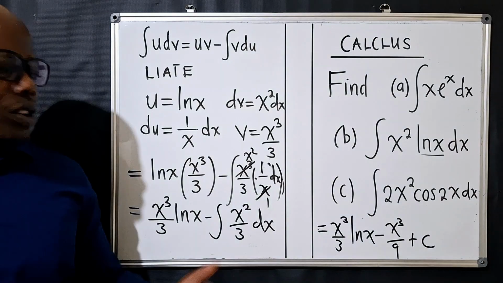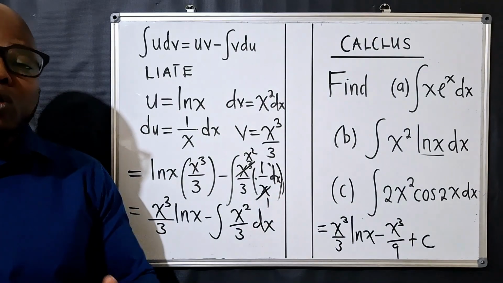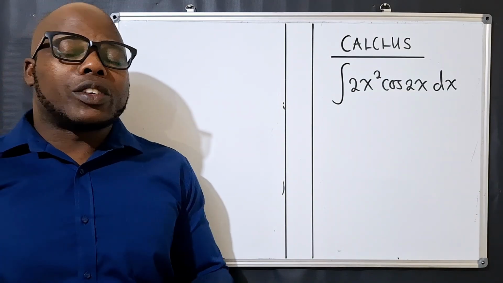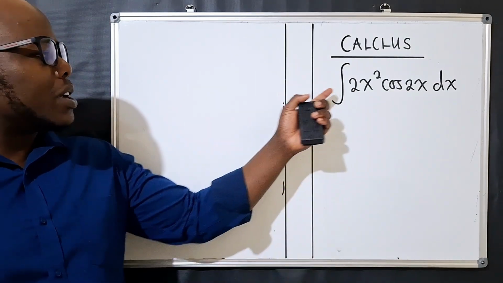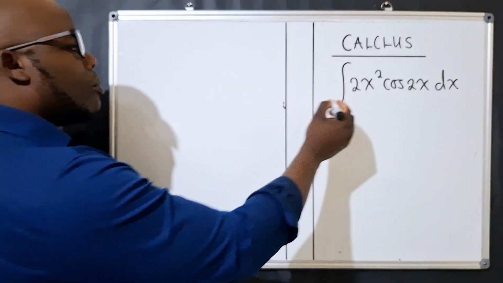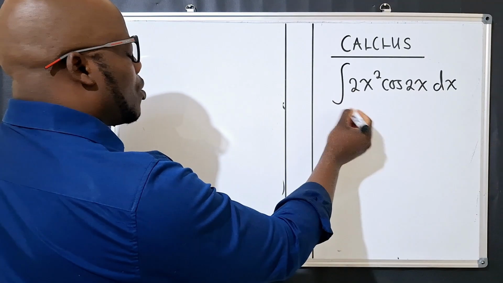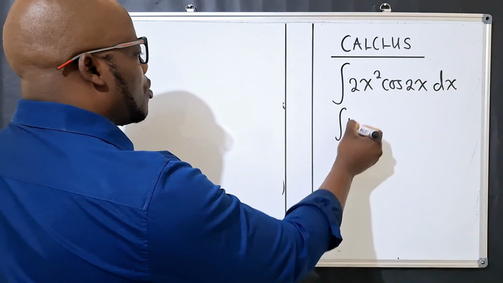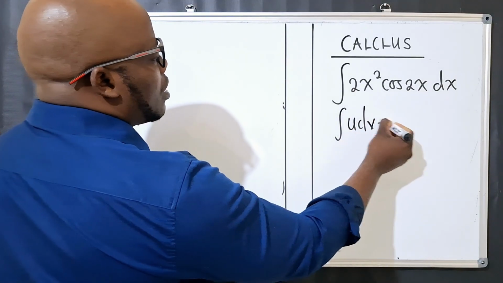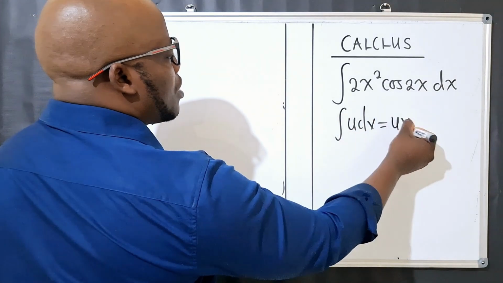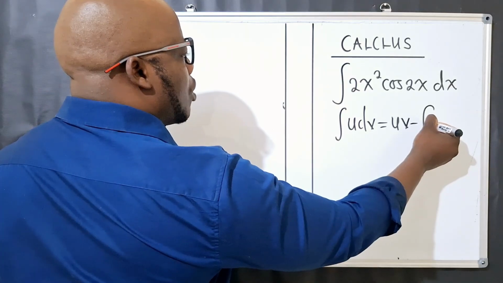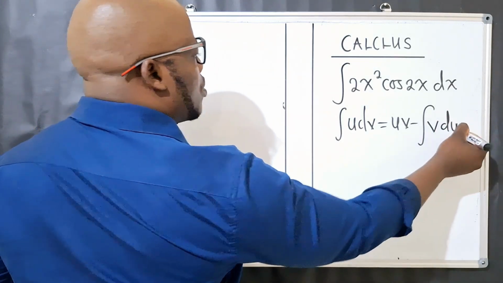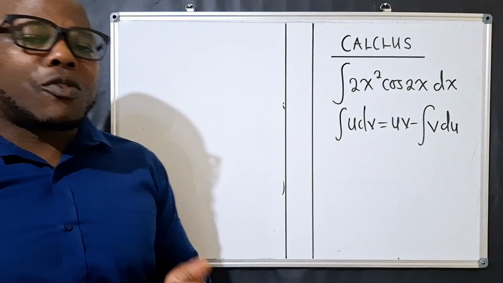Let's now go to question C and see what we're supposed to do on question number C. All right, so for question number C here, the same idea of by parts. So we know that the formula, of course, will be the integral of u dv is equal to uv minus the integral of v du, like this. This is the formula.